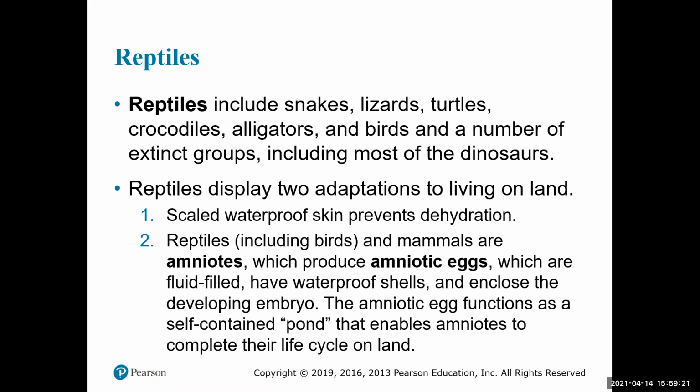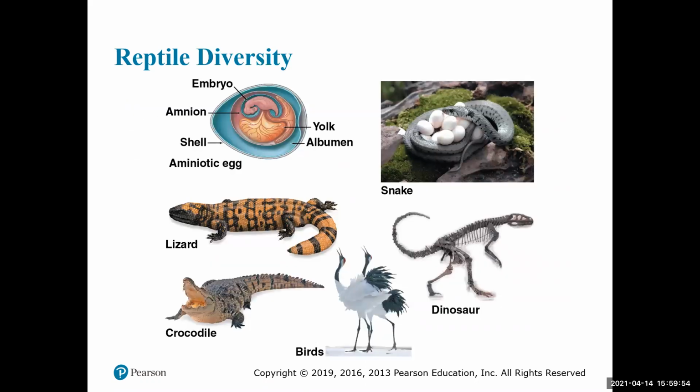So now, since you have this waterproof covering that surrounds the egg, you don't have to worry about your embryo drying out. So now these organisms aren't tied to ponds, rivers, or lakes. And so we see this movement from the aquatic environment to the terrestrial non-aquatic ecosystems. This amniotic egg is basically their self-contained pond that allows those amniotes to complete their life cycles on the land. The amniotic egg is named so because there's an amnion inside the egg, right?